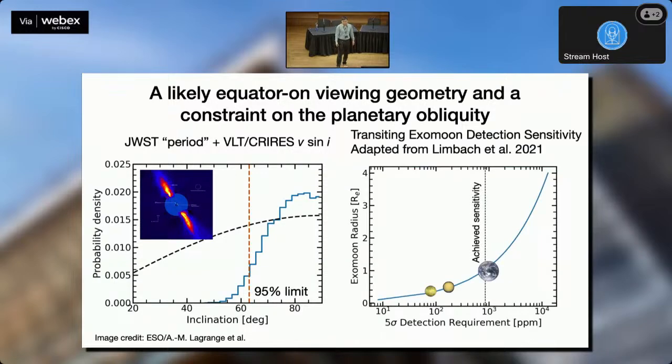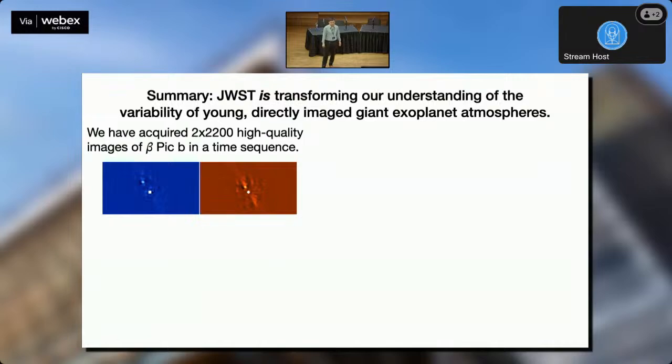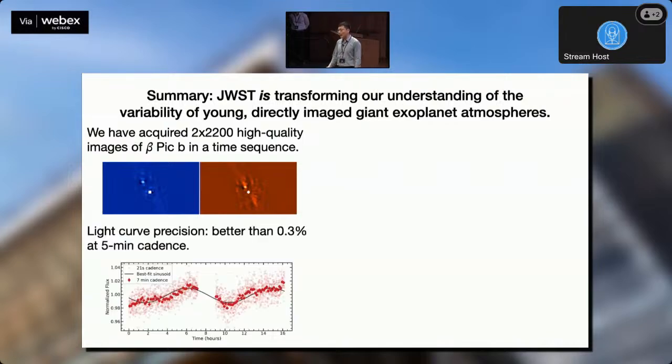And its edge-on viewing angle, if it's true, is also advantageous for searching for transiting moons. And given the precision we can get from these data, we can start to detect moons as small as Earth-sized. And tomorrow, I think there will be a talk from Marion Limbo focusing on the capability of detecting exomoons using HWO.